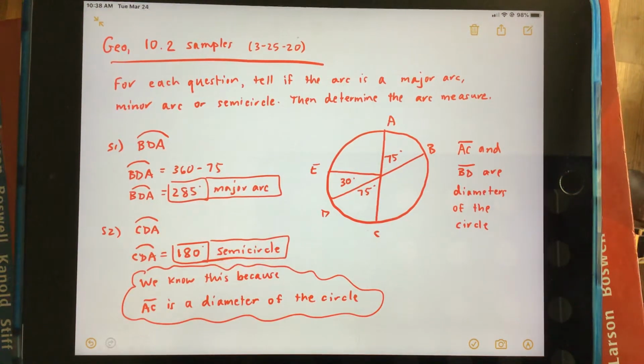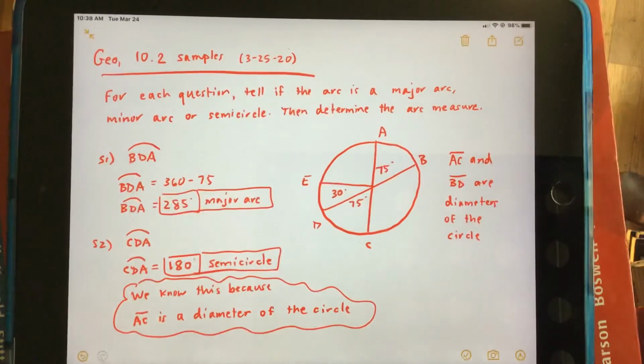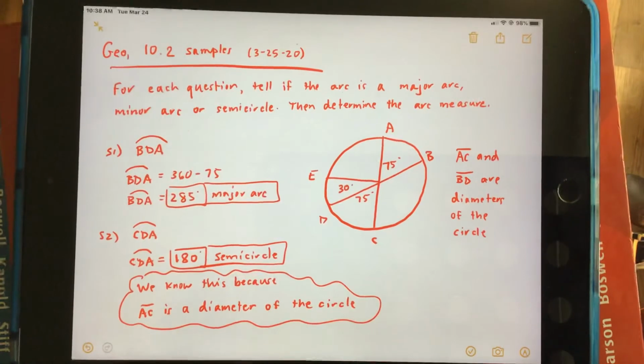Good morning, geometry class. These are the samples for lesson 10.2 in preparation for your quiz this morning on the 10.2 lesson. For each question, we're going to tell if the arc is a major arc, a minor arc, or a semicircle. We're also going to determine the arc measure. So we have two tasks for each one of these problems.